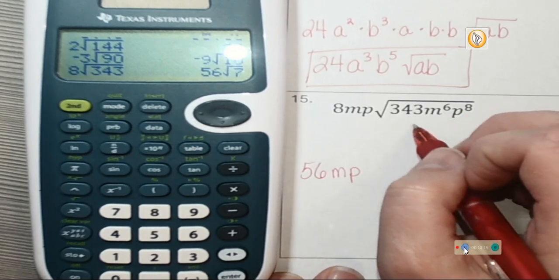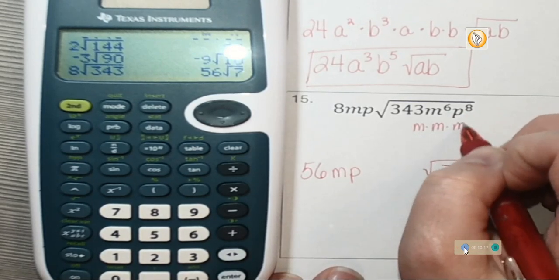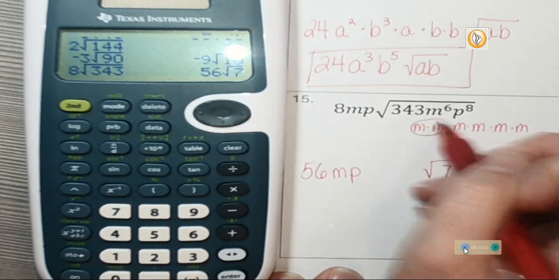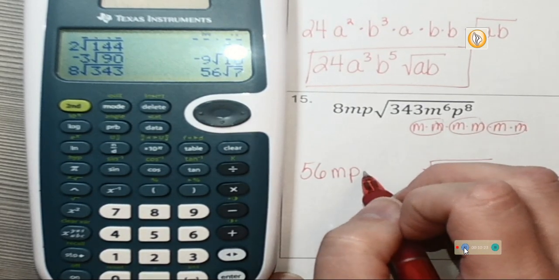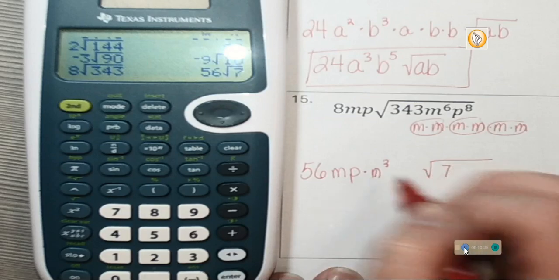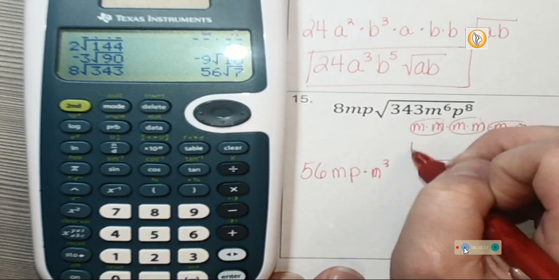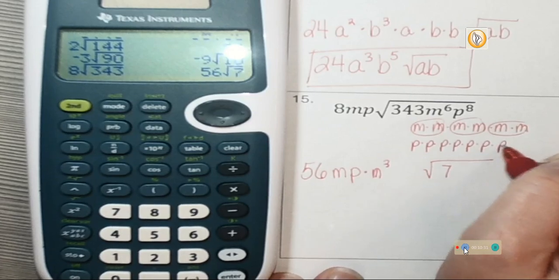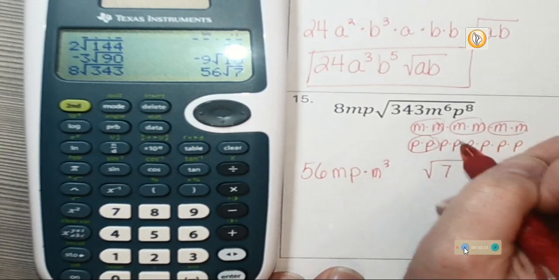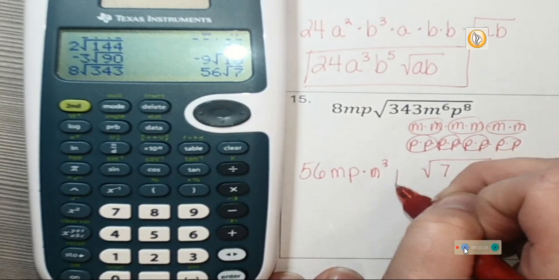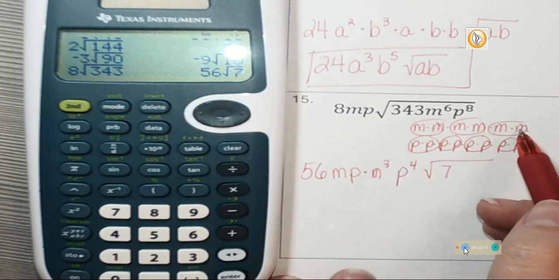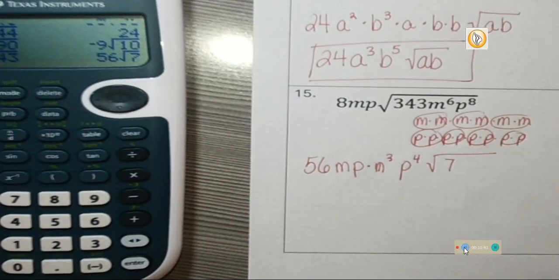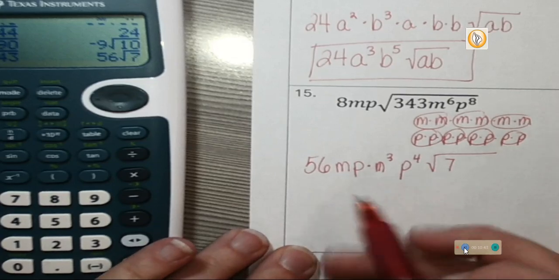Now, I need you to tell me how many groups of 2 are in 6 m's. 1, 2, 3. So you could go ahead and write this m to the third. And then I write 8 p's. 1, 2, 3, 4, 5, 6, 7, 8. I've got 1, 2, 3, 4 sets of p's. Were any variables alone and left in the radical, the house? Nope. So now I just need you to simplify.